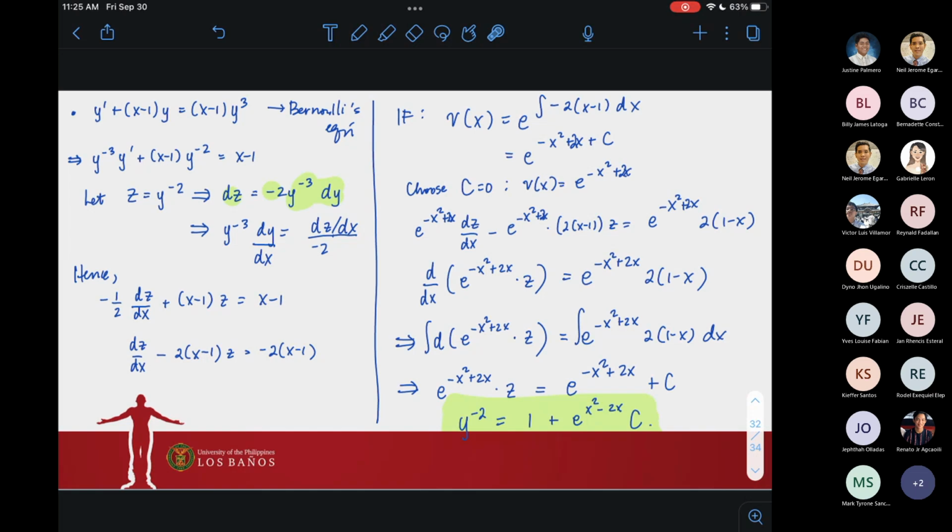Kasi nasa ano pa lang tayo, nasa Bernoulli's pa lang tayo sa Monday. Dapat tapos na by this week yung susunod na section kay Bernoulli. Pero yeah, we're a week behind. But I think that's fine. Mas okay na nakakasabay kayo kaysa sa mabilis yung discussion, okay?